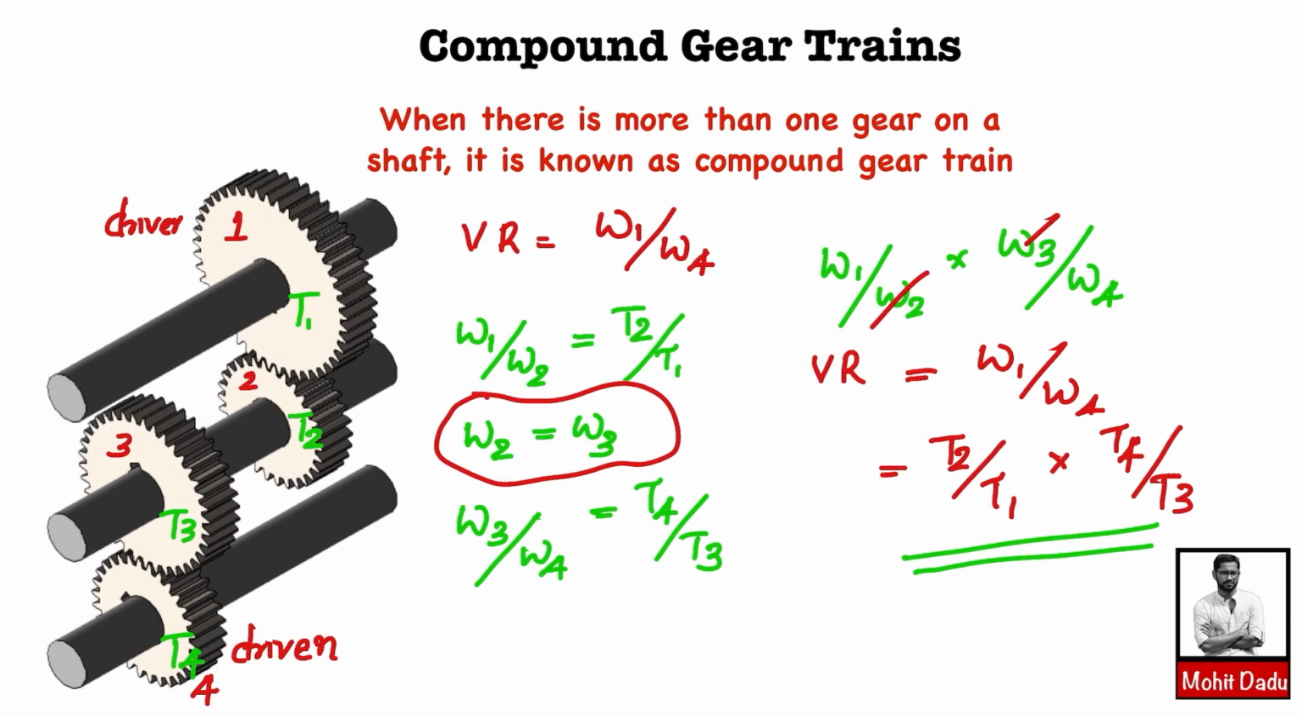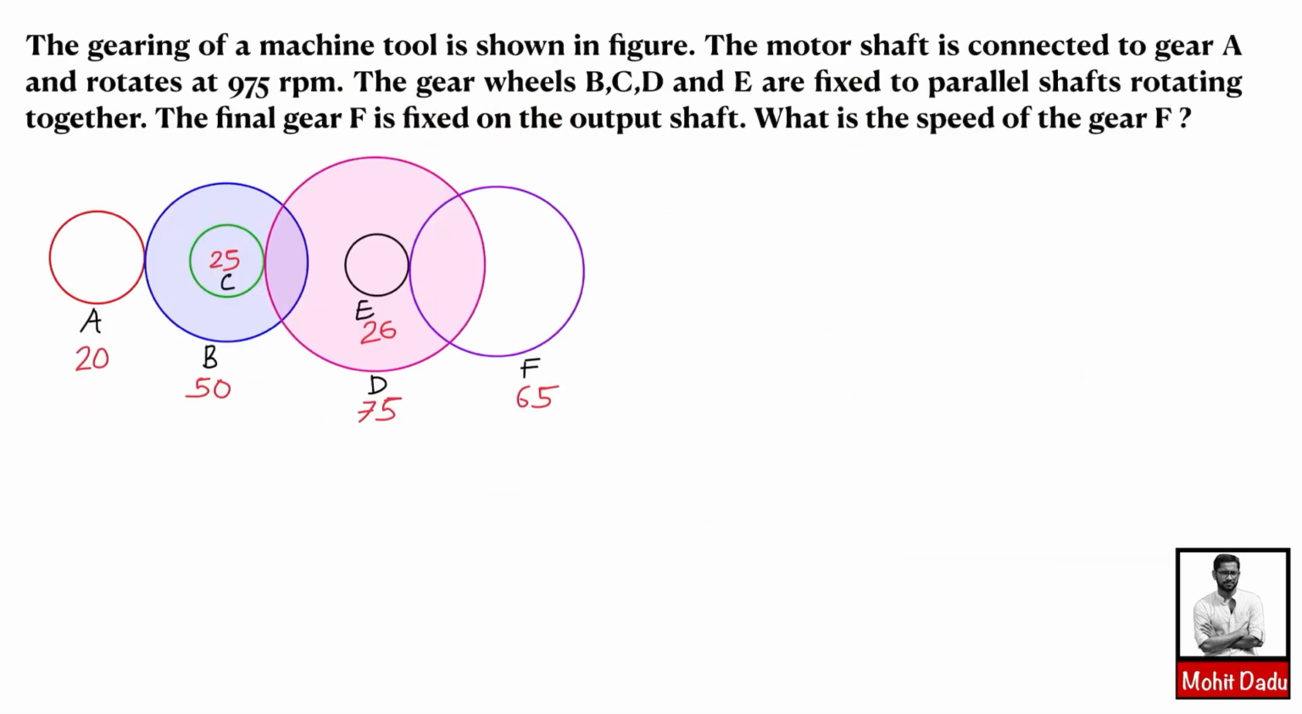Here we will be solving a simple problem. The gearing of a machine tool is shown in the figure, and you can verify that it is a compound gear train, as the gears B and C are on a single shaft, and similarly the gears D and E are also on a single shaft. The speed of gear A is given as 975 rpm, and we have to find the speed of the final gear F. The numbers of teeth are: A is 20, B is 50, C is 25, D is 75, E is 26 and F is 65. Finally, you also have to find the velocity ratio.